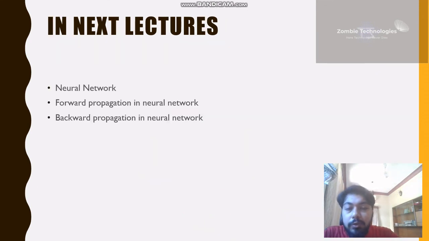Okay, so that's all for this lecture. In the future lectures, we will be discussing what a neural network is when multiple neurons are connected together, how neural networks are formed, what forward propagation in the neural network is, what backward propagation in the neural network is, and there are many more things which we will discuss.